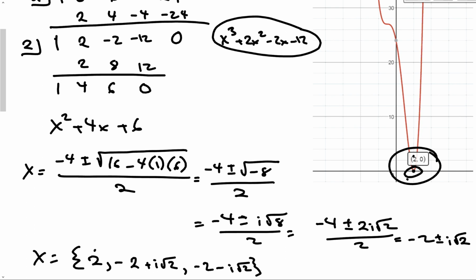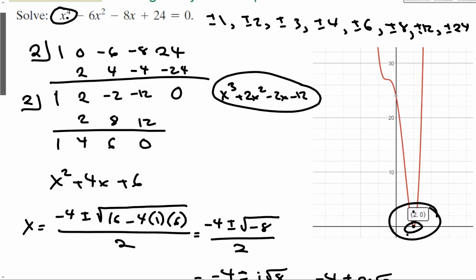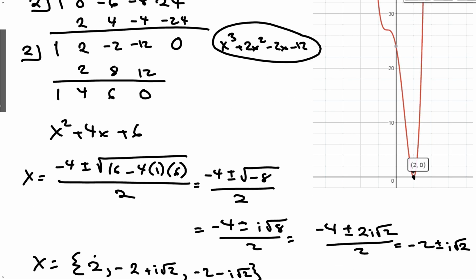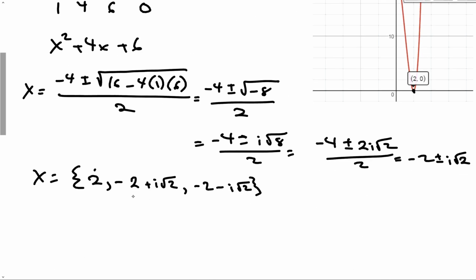And my other 2 answers are imaginary, which kind of makes sense when I look at this graph, is that this graph does not touch the x-axis anywhere else. So these are the only 2 real zeros it has. It does have a little inflection point over here, which means we're going to have some more zeros somewhere, but they happen to be imaginary, which means they don't cross the x-axis. And also notice that they are conjugates of each other, and we'll talk about that in another second.